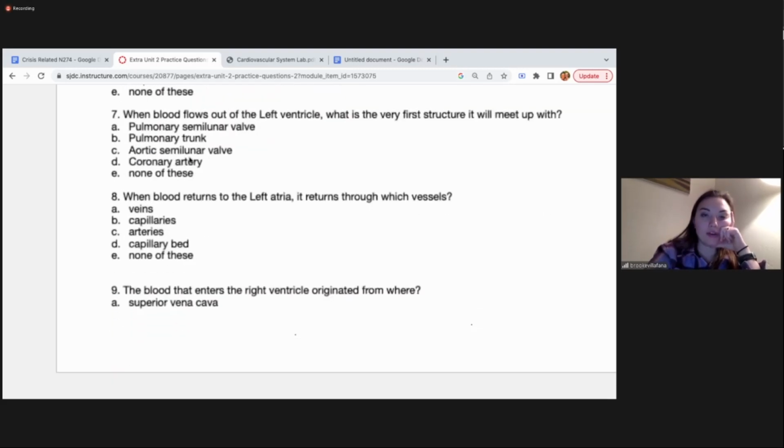So for number 7, when blood flows out of the left ventricle, what is the very first structure it will meet up with? Good. C, right? So it's going to leave and it's going to go to that aorta first. Good. Okay, when blood returns to the left atria, it returns through which vessels?